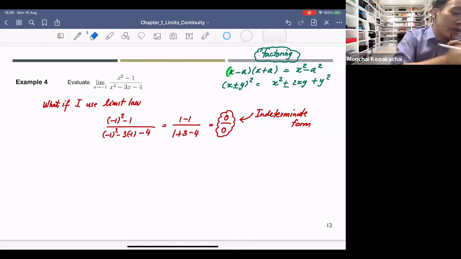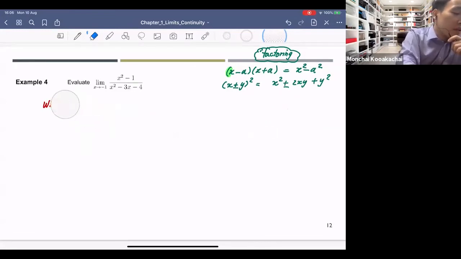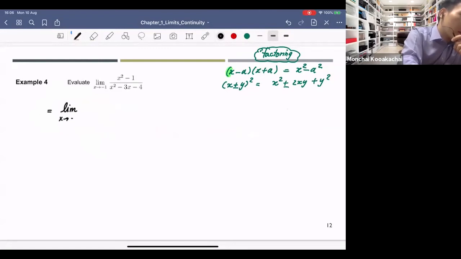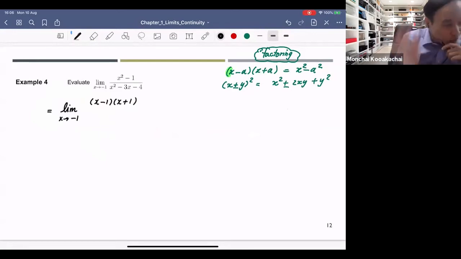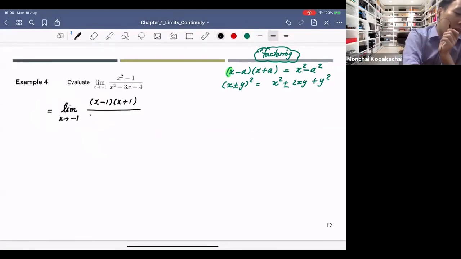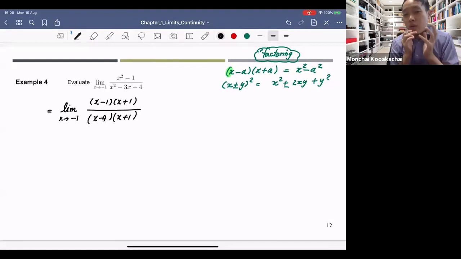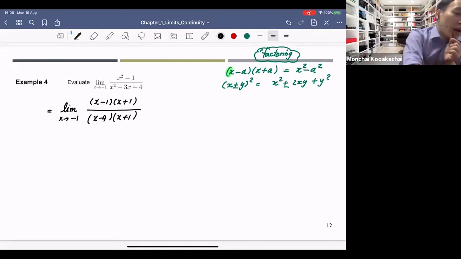And the first technique that we're going to use is factoring. For this question, it is easy to factor because on the top, you can factor x squared minus 1 into x minus 1 and x plus 1, all right? And then on the bottom, how to factor this? It is x minus 4 and x plus 1, right? That is how you factor it, because you get x squared minus 3x minus 4. And then the x plus 1 cancels.